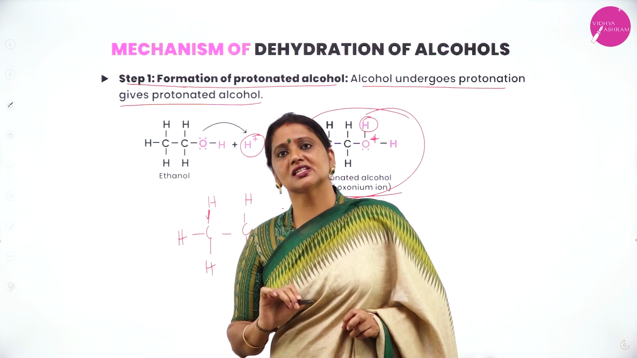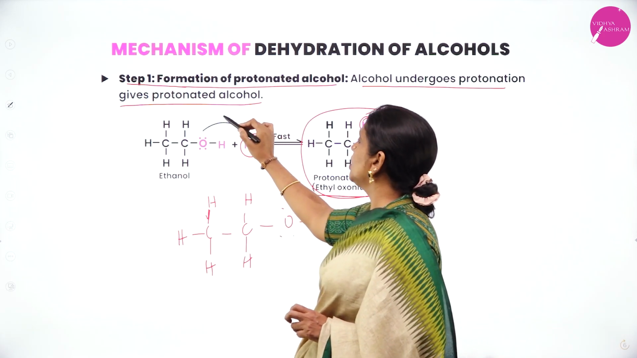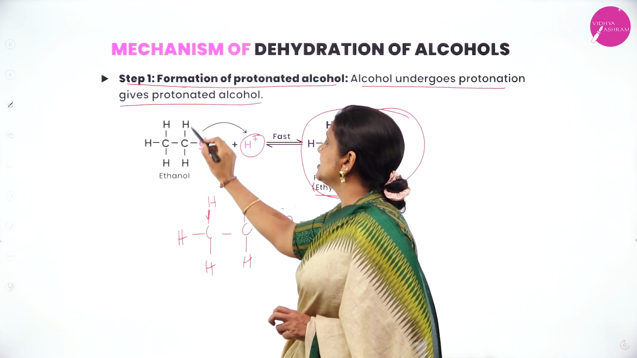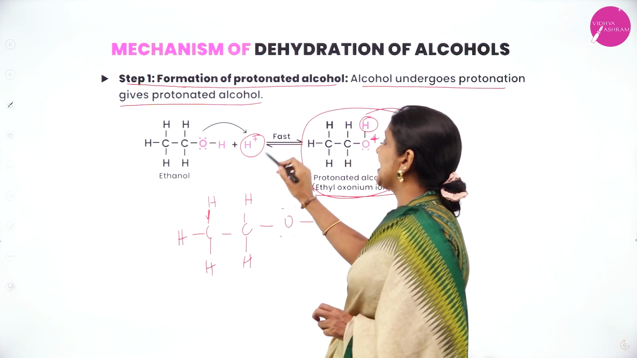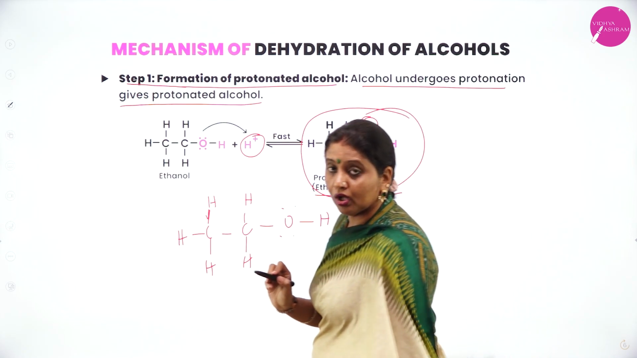What's the first step of this mechanism? Alcohol undergoes protonation to give protonated alcohol. This is the structure of ethyl alcohol: CH3, CH2, OH. Oxygen has 2 lone pairs of electrons. It takes a proton from the mixture and forms protonated alcohol.